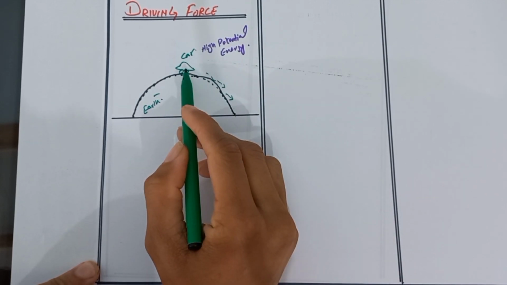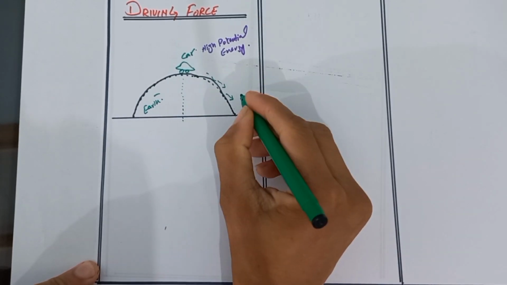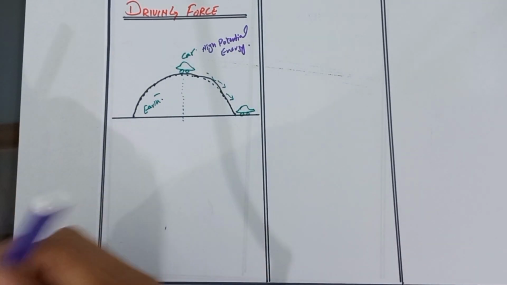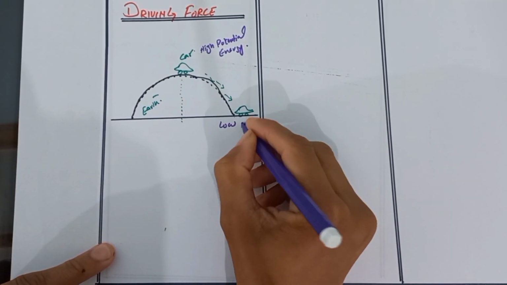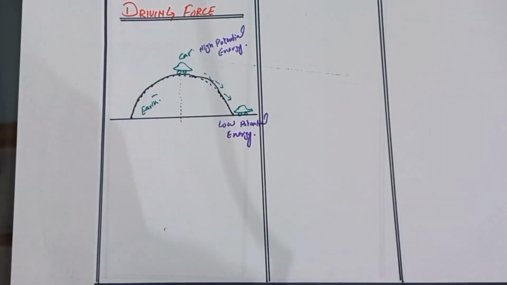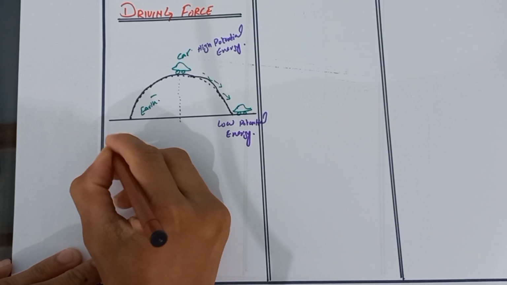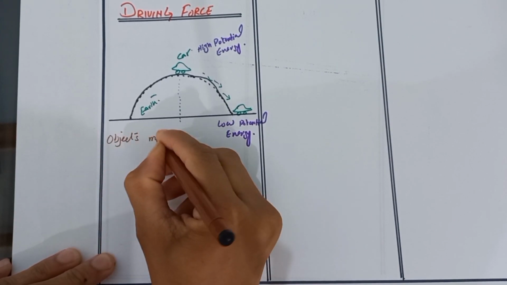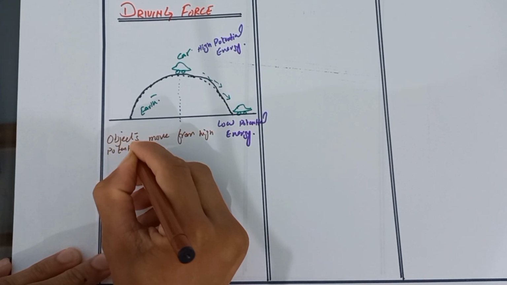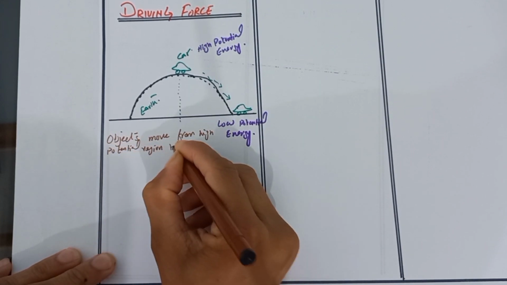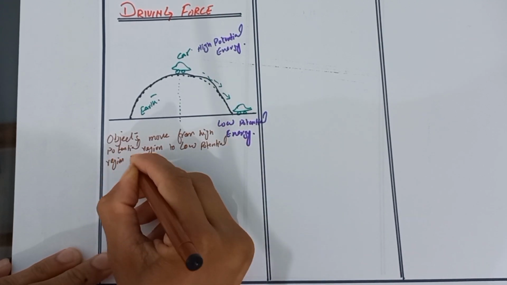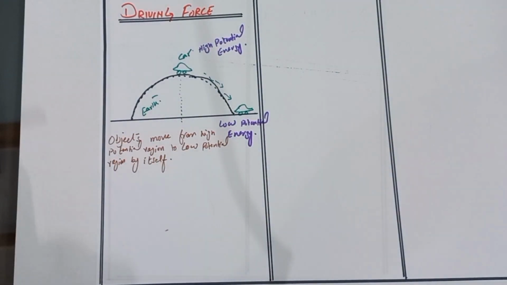When the car comes to the ground, its potential energy becomes zero. So this is the low potential energy when the car has come to the ground. This level is low potential energy. So what we learned on this topic is that objects move from a high potential region to a low potential region by itself.